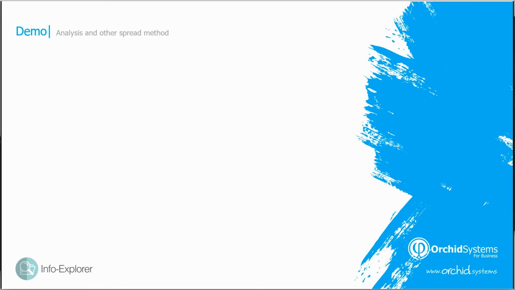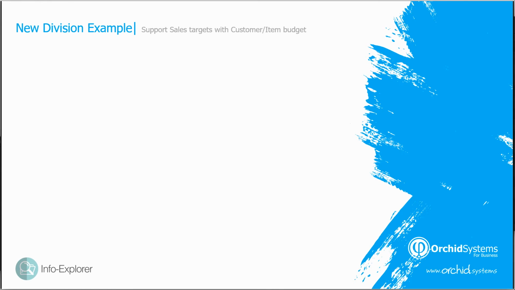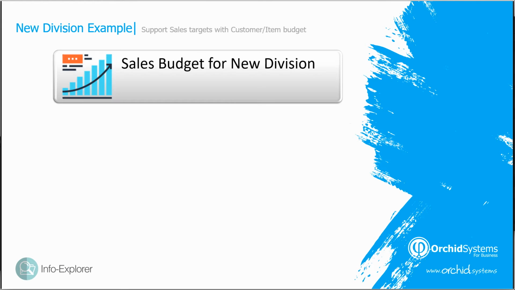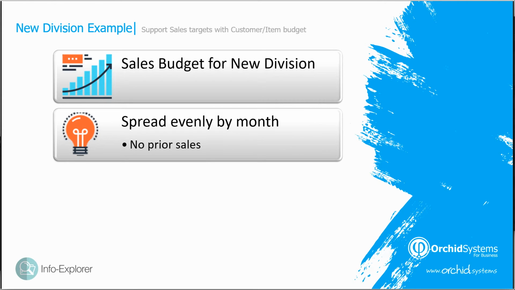We've seen how we can use Info-Explorer to update budget for a division where we're focusing on reducing costs. Let's move on to the next example, which is working out a budget for a new division. To establish the sales budget for the new division, we have established some high-level targets in our initial budget iteration. And we've spread it evenly by month because we don't have any prior sales.